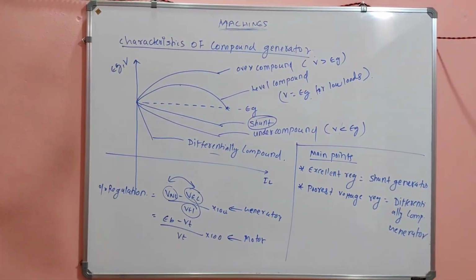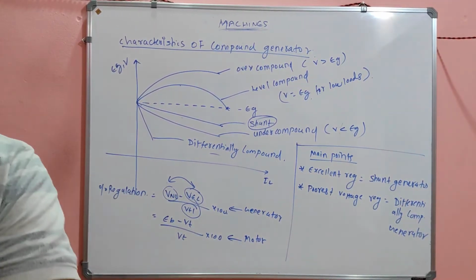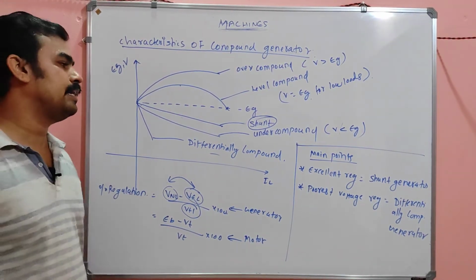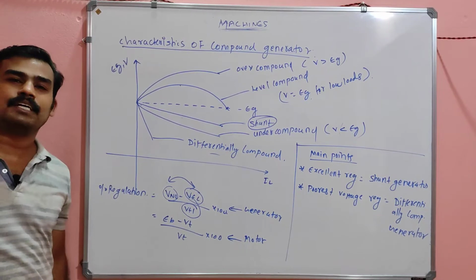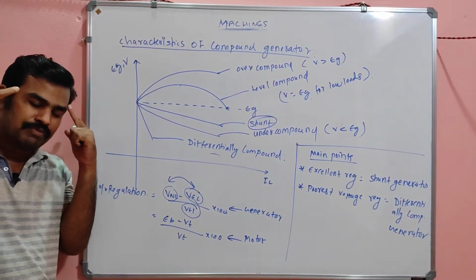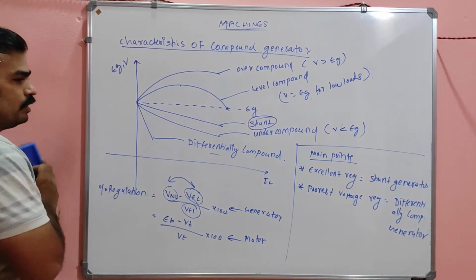We make it in a box. Definitely this will be directly asked in your examination. This will be directly asked in your examination, my dears. So please remember this. Okay, so the best voltage regulation is always given by the shunt generator, and the poorest voltage regulation is always given by the differentially compound generator. Always fix it in your mind. Okay, so can I rub this?